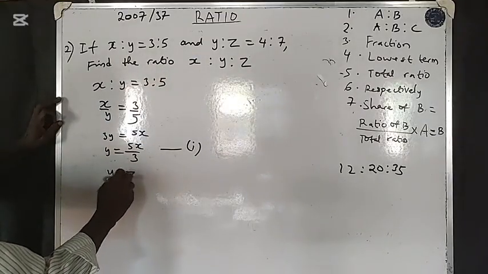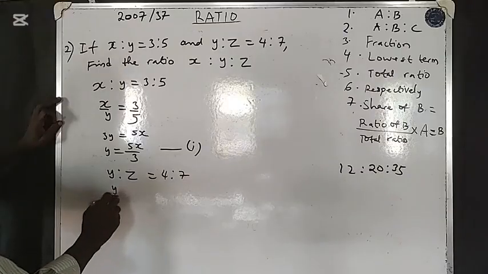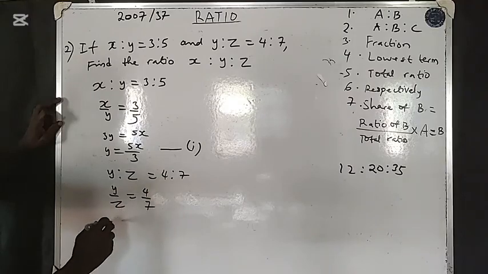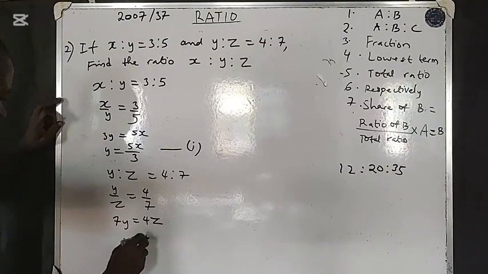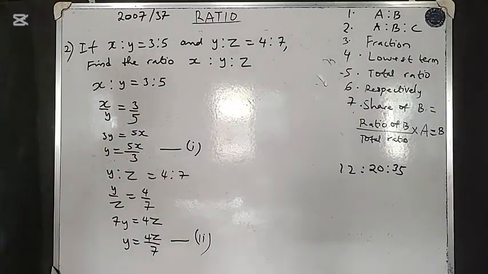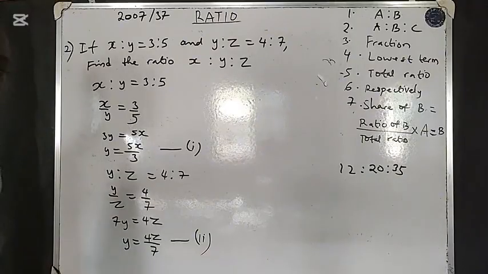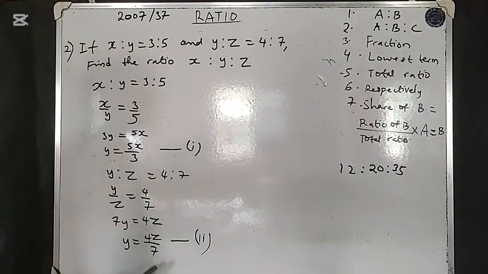y ratio z equals 4/7. Then y over z equals 4/7. When we cross multiply, we have 7y equals 4z. When we make y the subject, 4z over 7. That is our equation 2. You will discover that equations 1 and 2 have y equals. So since y equals the same thing, we can equate the two values of y.